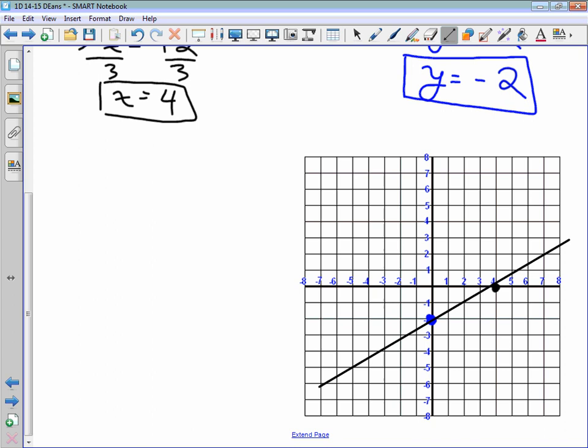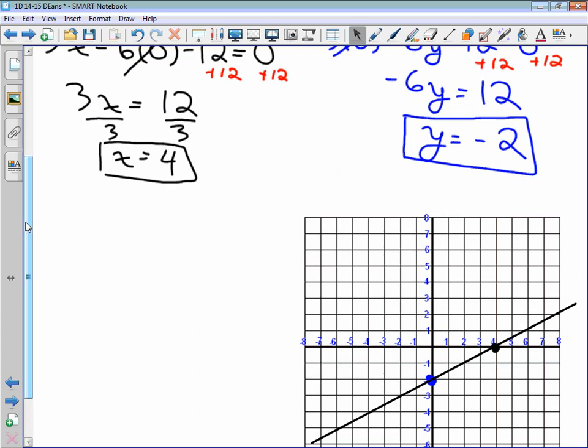I didn't quite connect them there, but if I do that and I do that, there we go. There's the graph of the line. So I subbed in x equals 0, solved for y, subbed in y equals 0, solved for x, plotted those two intercepts, and then connected them with a line, and that gave me my graph.